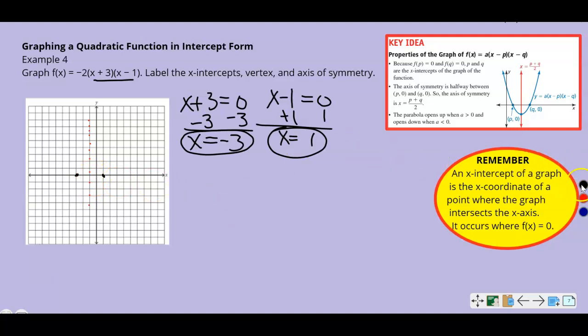But mathematically, how would you figure that out? Mathematically, you take p plus q and divide that by 2. So let's do that. p plus q divided by 2. So it's going to be negative 2 divided by 2, which is negative 1. So you can see that this is on x equals negative 1. That's going to be the x value of my vertex.